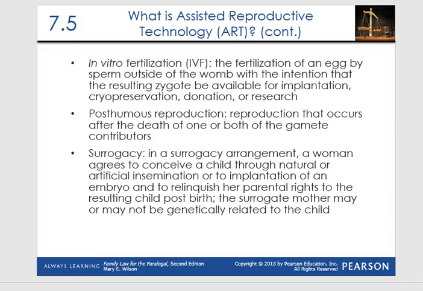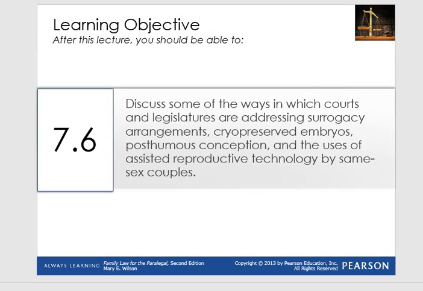IVF, or in vitro fertilization, is the fertilization of an egg by sperm outside of the womb with the intention that the resulting zygote be available for implantation, cryopreservation, donation, or research. Posthumous reproduction is reproduction that occurs after the death of one or both of the gamete contributors. Surrogacy: in a surrogacy arrangement, a woman agrees to conceive a child through natural or artificial insemination or to implantation of an embryo and to relinquish her parental rights to the resulting child post-birth. The surrogate mother may or may not be genetically related to the child.